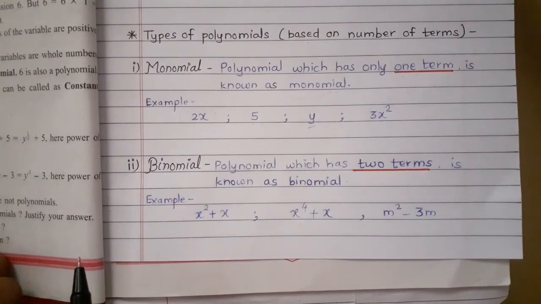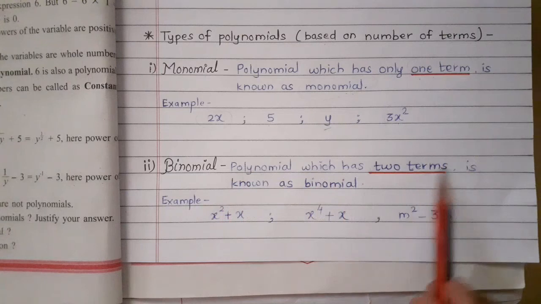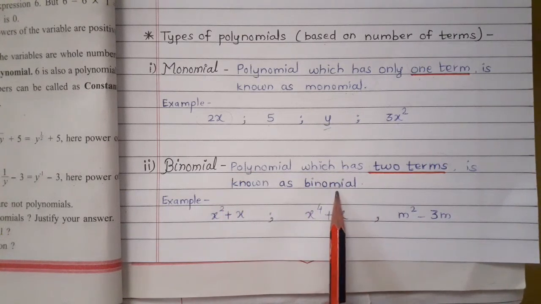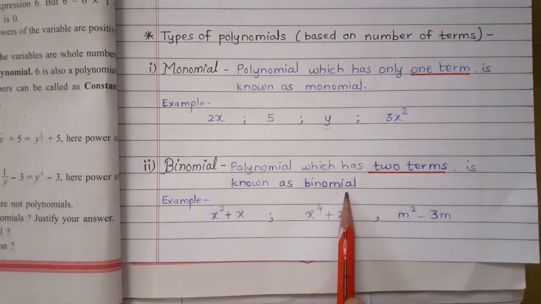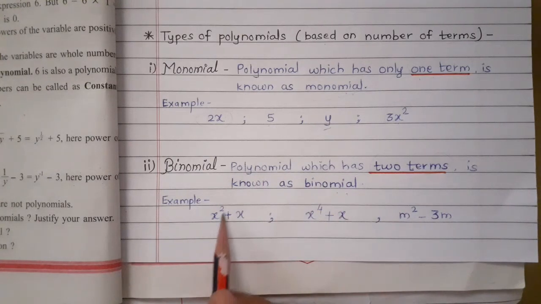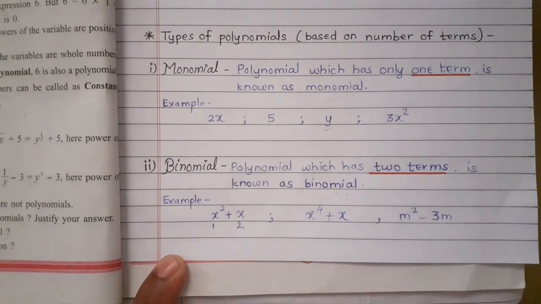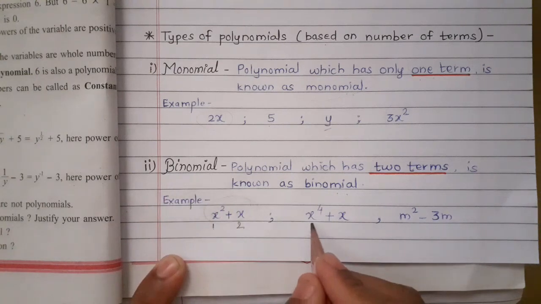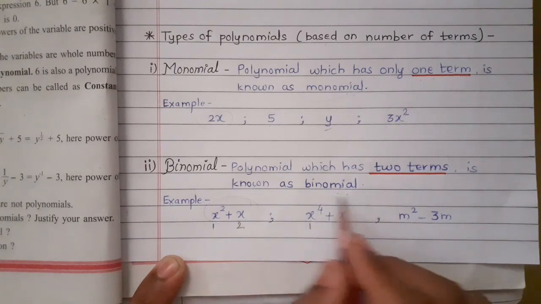Now we will see the second type, that is binomial. Binomial means a polynomial which has two terms is known as a binomial. Example, x square plus x. Here this is the first term and this is the second term, so this is an example of a binomial. Now here also x raised to 4 plus x, first term, second term. So this is an example of a binomial.